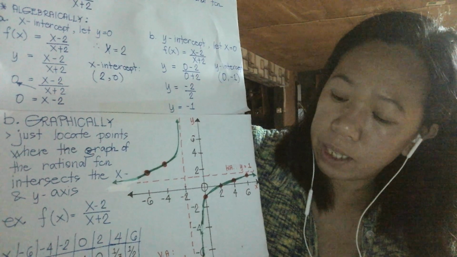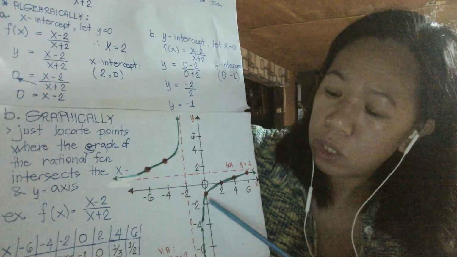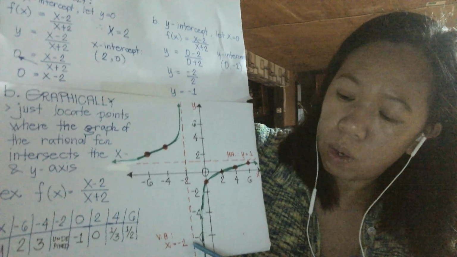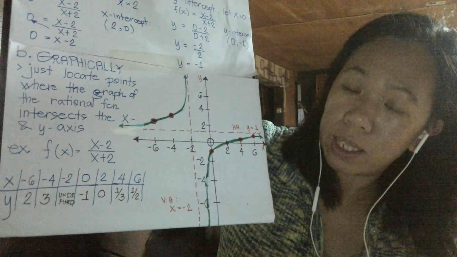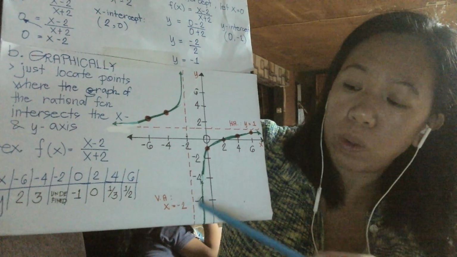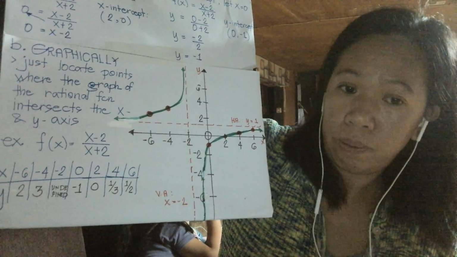Same is true with the other graph here. So it will just be approaching. It will not touch. So if we are going to move infinitely down, so your graph here will just be approaching the broken line down. Okay, so that's your vertical asymptote.